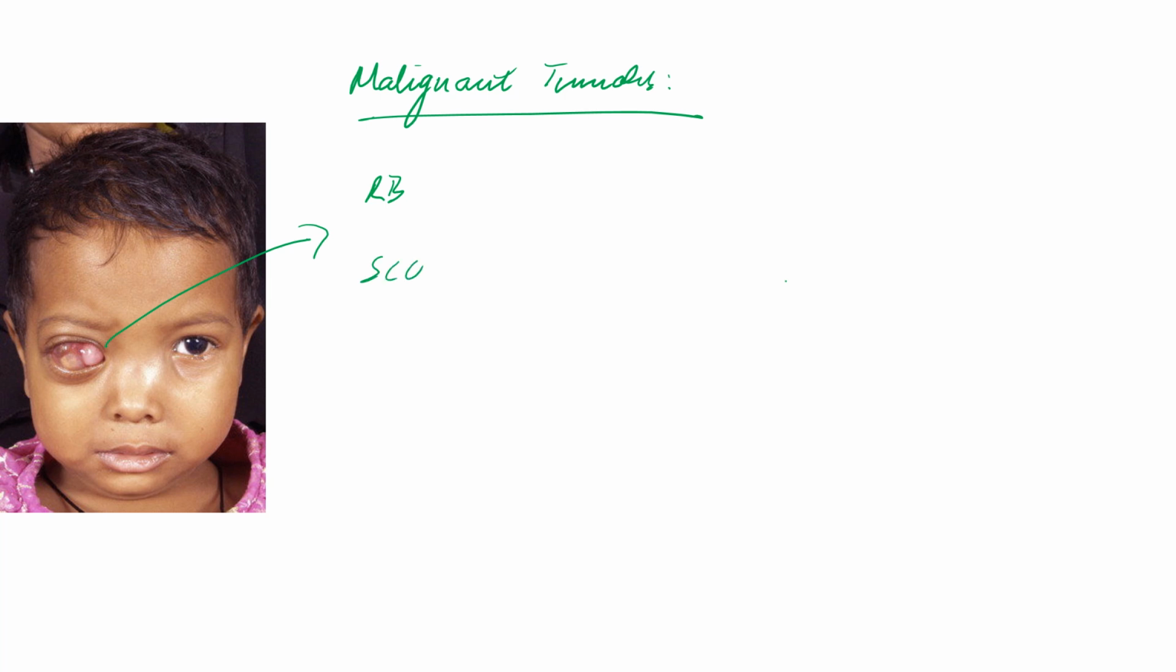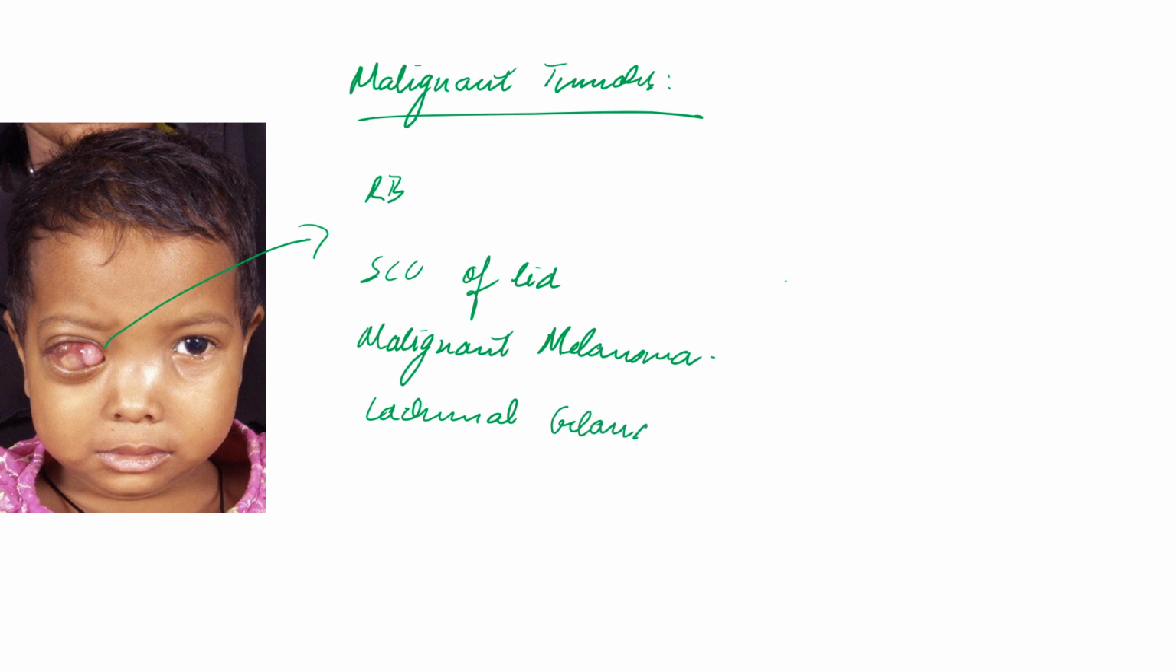Coming to malignant tumors of sclera, primary malignant tumors of the sclera are rare, but the sclera can be secondarily involved in other tumors like retinoblastoma, as you can see in this picture, or it can be because of squamous cell carcinoma of the lid, malignant melanoma of the lid, or other lacrimal gland tumors. Such cases are treated with exenteration.